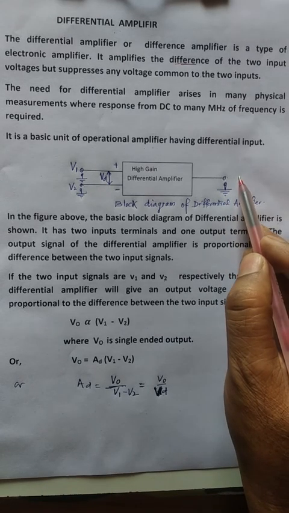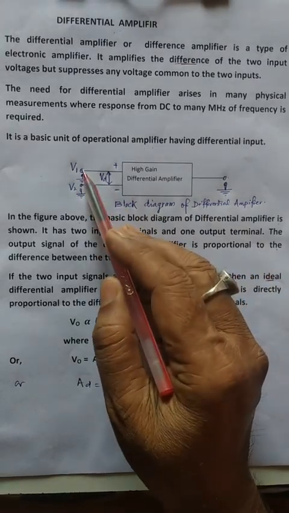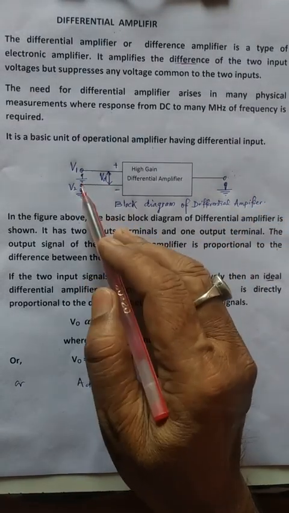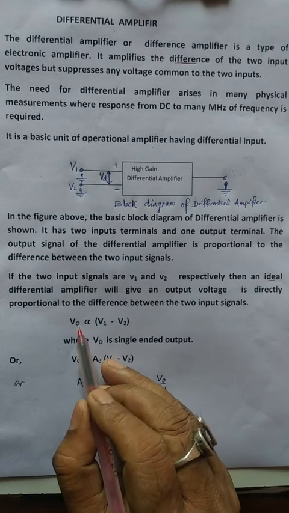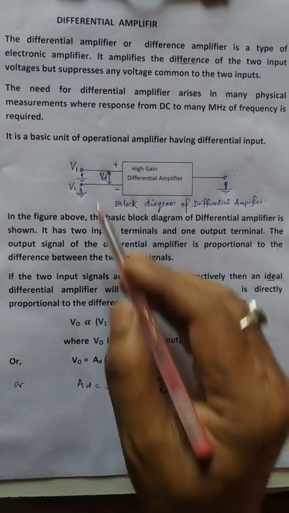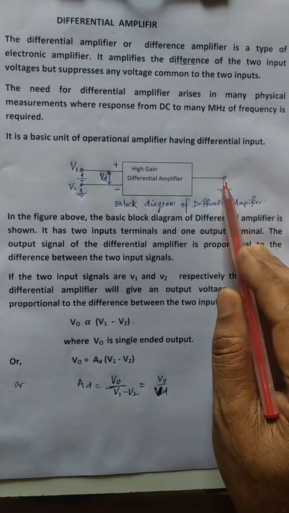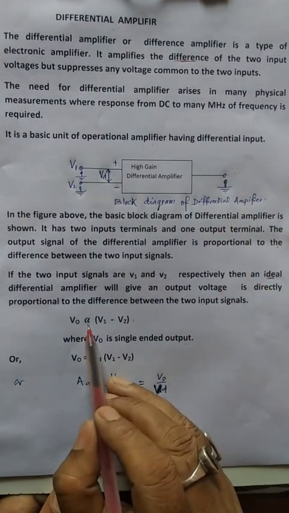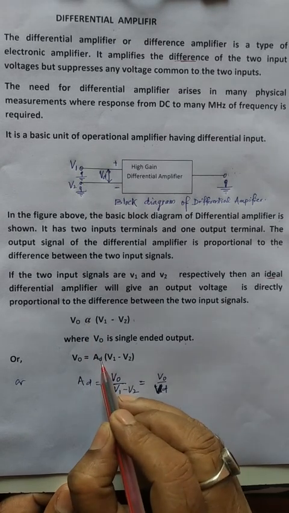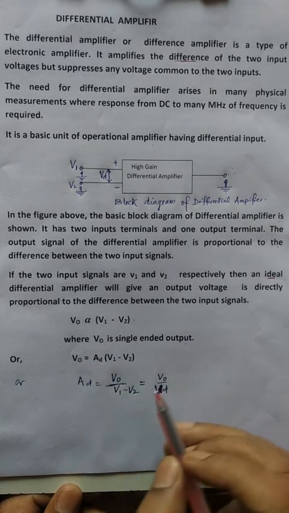Suppose VO is the output voltage which we get here, and the difference of these two is V1 minus V2. Theory says that VO is directly proportional to the difference of these two voltages, and we can write VO directly proportional to V1 minus V2. What is V1 minus V2? The difference of these two input voltages, and VO is the single-ended output. If we remove the proportionality sign, we give a constant. We are using here AD. D stands for differential, A stands for gain. So it is the differential gain.